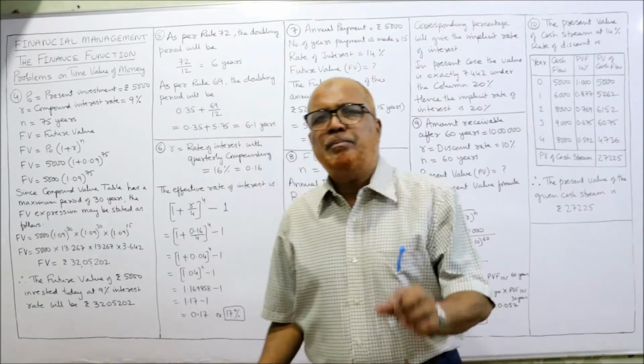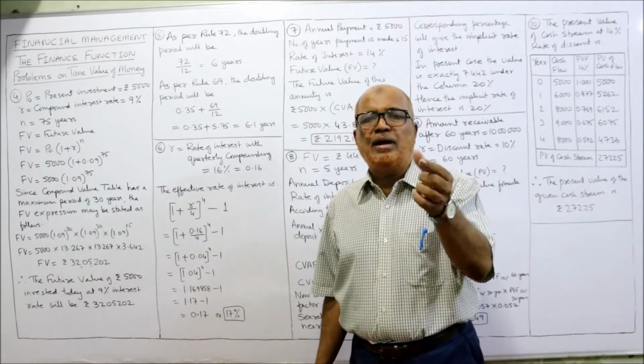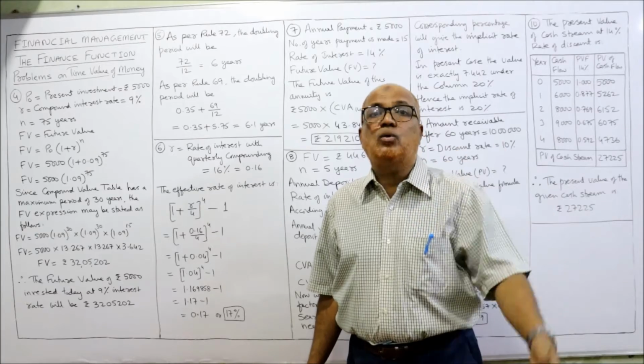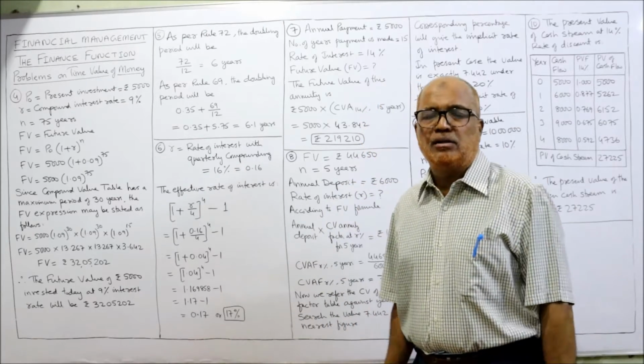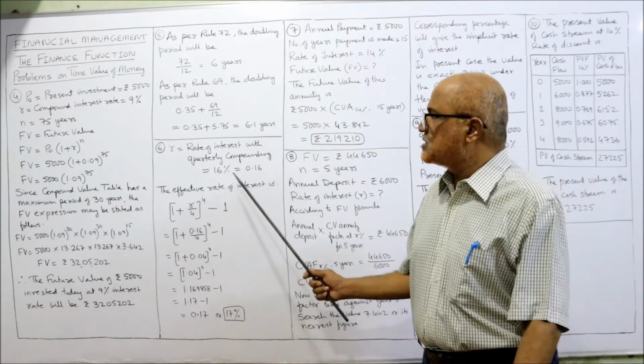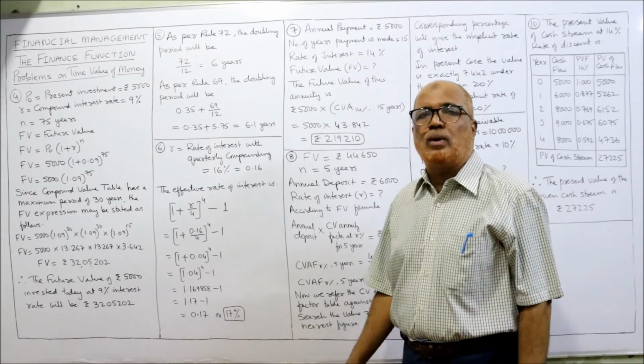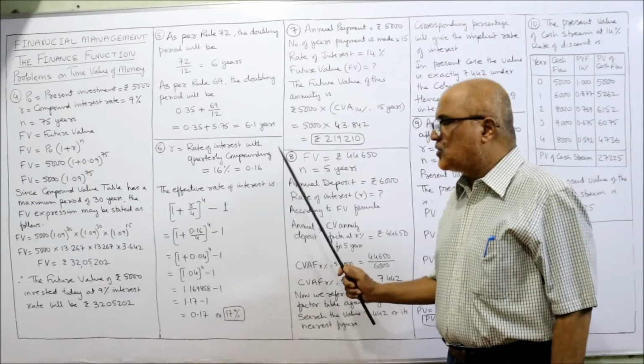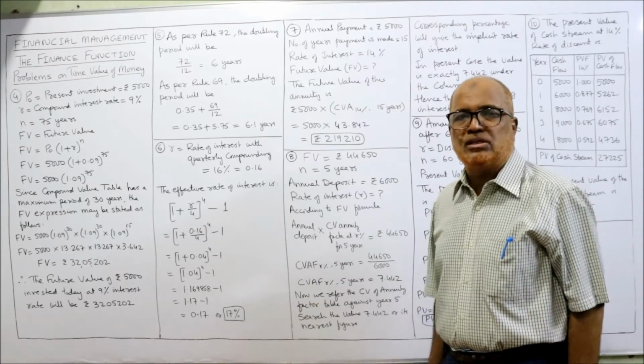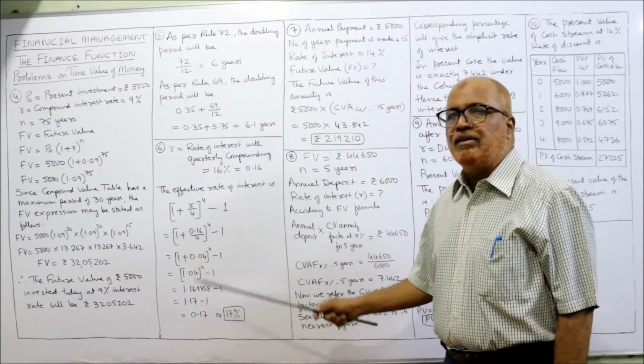Simply, 16% is the annual rate, but the interest is compounded quarterly, every quarter. So what is the effective rate of interest? The rate of interest with quarterly compounding is 16%, 0.16. Now the effective rate of interest will be obtained by using this formula: 1 plus r by 4.